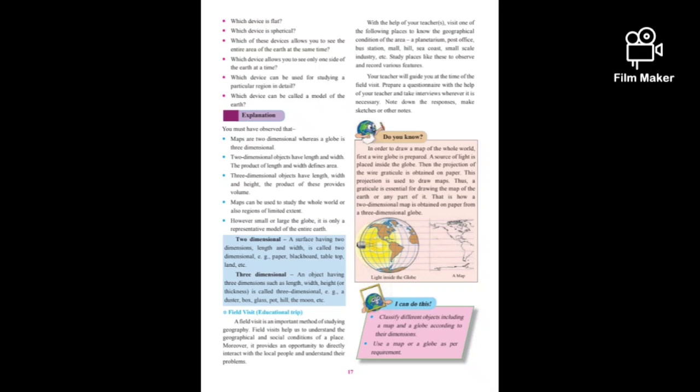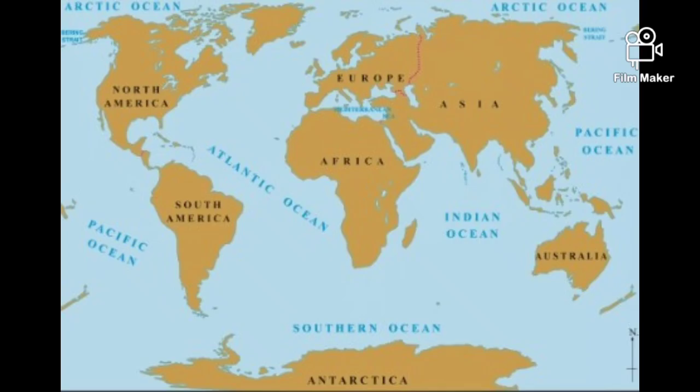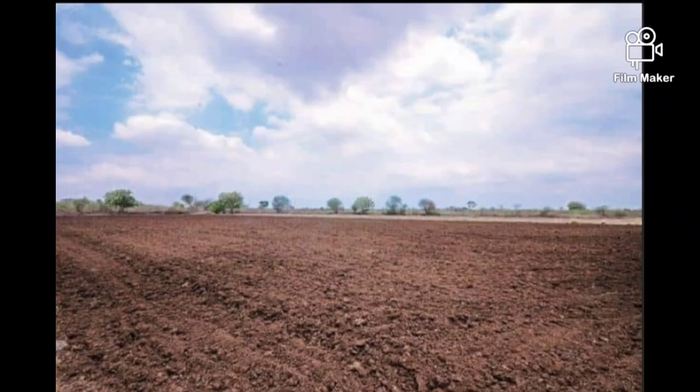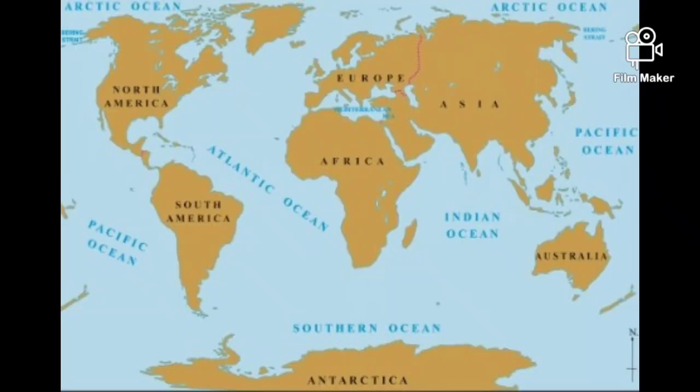Now let us learn in detail two-dimensional and three-dimensional. Just now I explained two-dimensional objects have length and width. Examples: map, paper, blackboard, tabletop, land, all these are two-dimensional. A surface having two dimensions, length and width, is called two-dimensional.